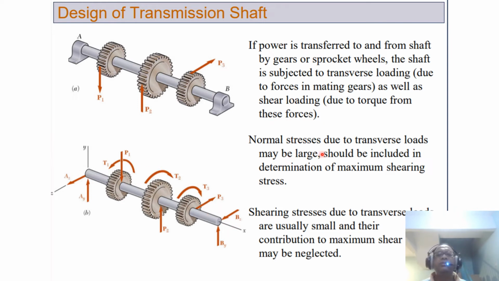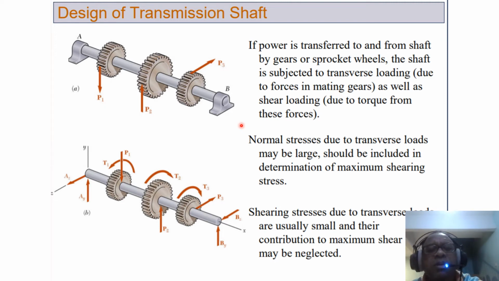So normal stresses due to transverse loadings may be large, and should be included in the determination of maximum shear stress. So tau equals VQ over IT, you should not omit that. Shearing stresses due to transverse loads are usually small, and their contribution to maximum shear stress may be neglected. So normal stress due to transverse load may be large, but the shearing stress due to transverse loads is usually small. This is what we meant by normal stress due to transverse load.